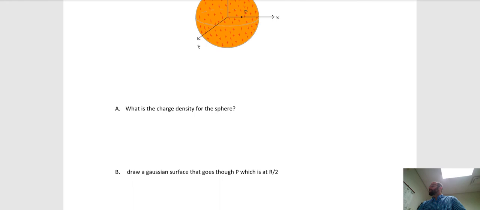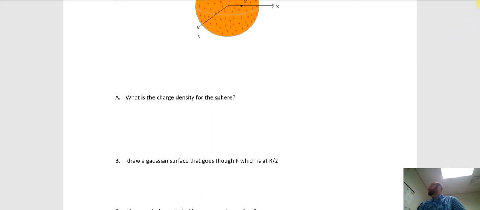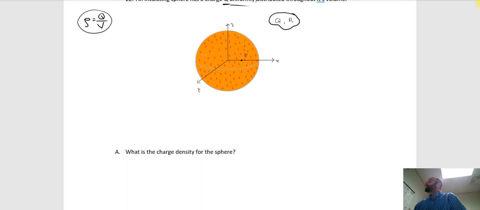Now, let's see, draw a Gaussian surface through P. So what you're going to do is draw a Gaussian surface that goes through this point right here, the outer edge. I'm not going to do that for you. I want you to do that. And you typically draw a surface that mimics the geometry you're dealing with. So your Gaussian surface will be spherical in nature.